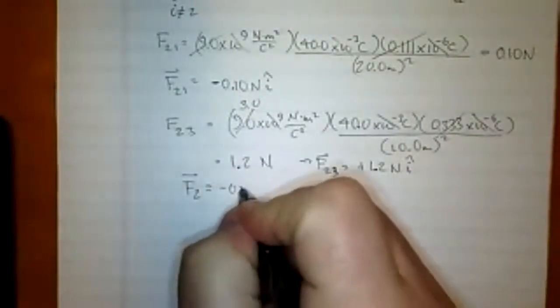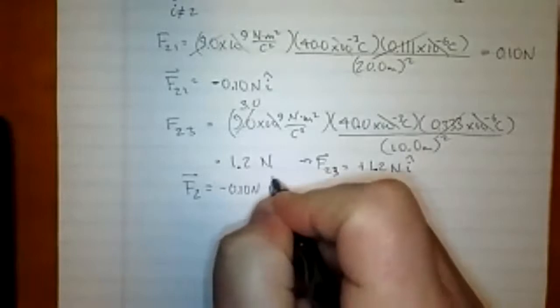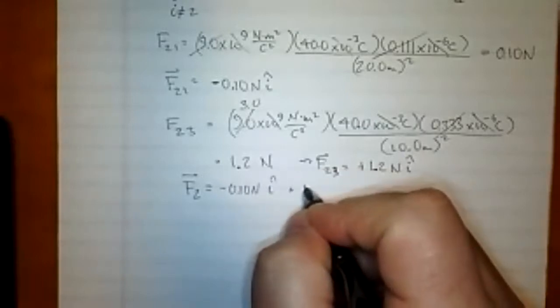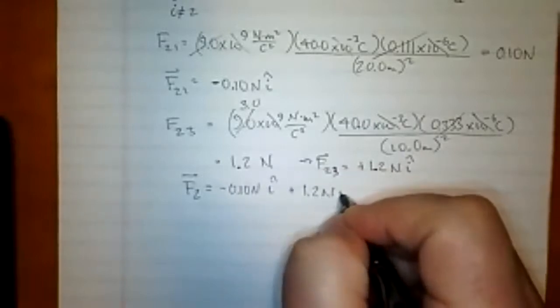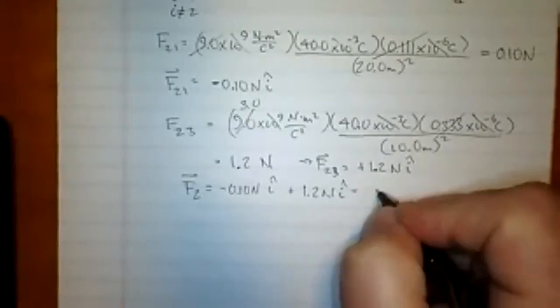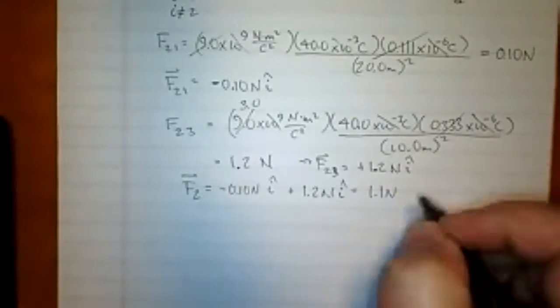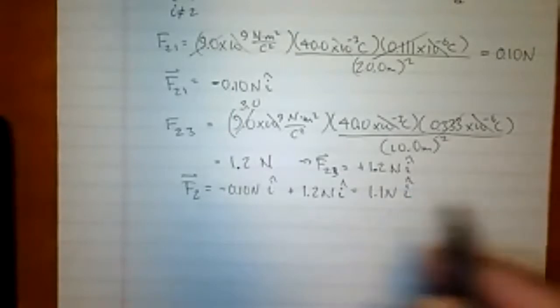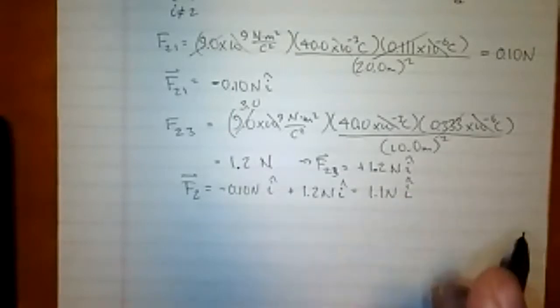So that's negative 0.10 newtons i-hat plus 1.2 newtons i-hat, which equals 1.1 newtons i-hat. In other words, the net force is in fact pulling it to the right.